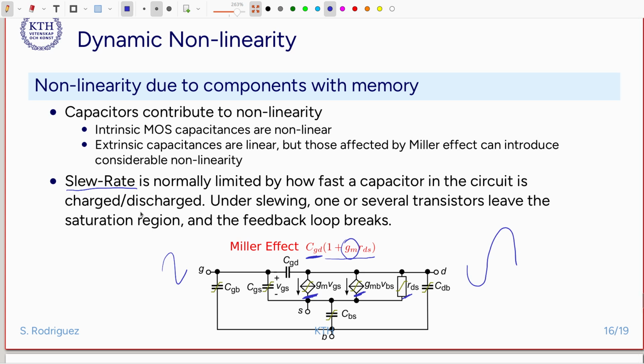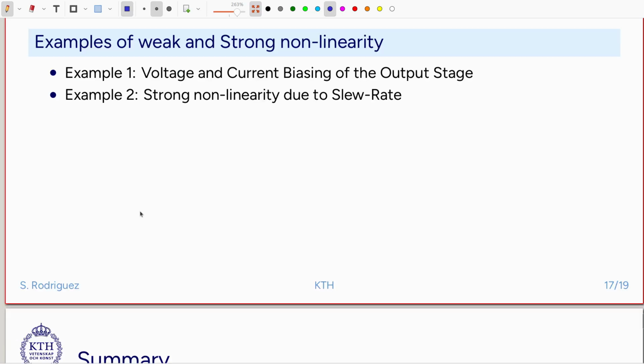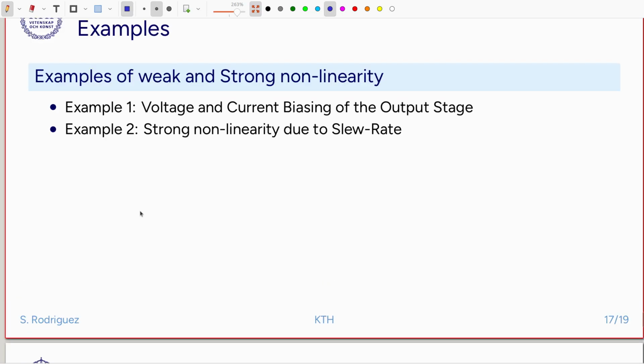The best way to understand how this happens is to have an example, and that is why we are going to show two examples. The first example deals with the importance of biasing the output stage accurately, taking into consideration all the loading and the impact of doing it wrongly. And the second example deals with nonlinearities due to slew rate.